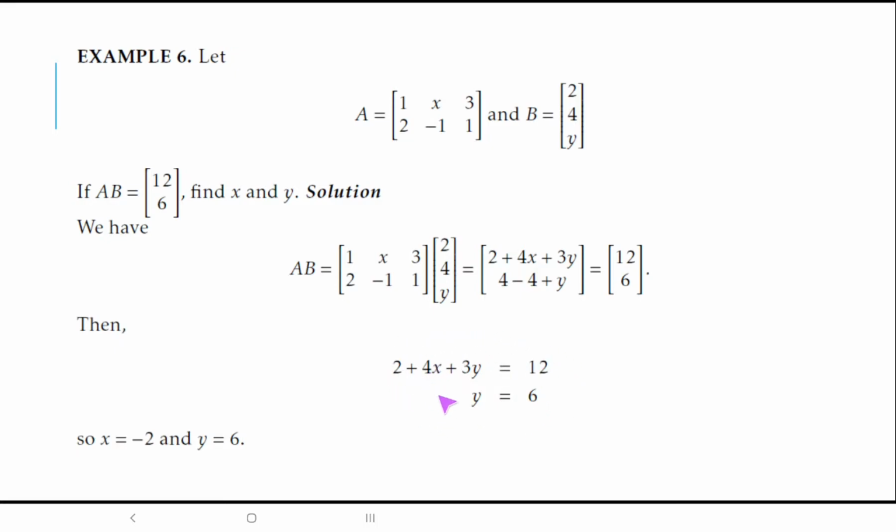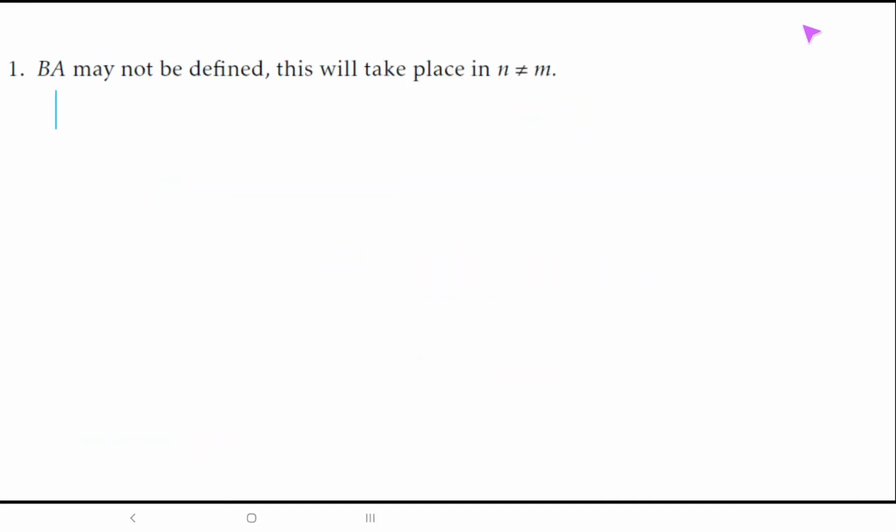So, to solve this, it's easy. Since at the bottom, the x will vanish, and then we get y equal to 6. Plugging in 6 into the previous, or into the first equation, we will get x equal to negative 2. Okay?